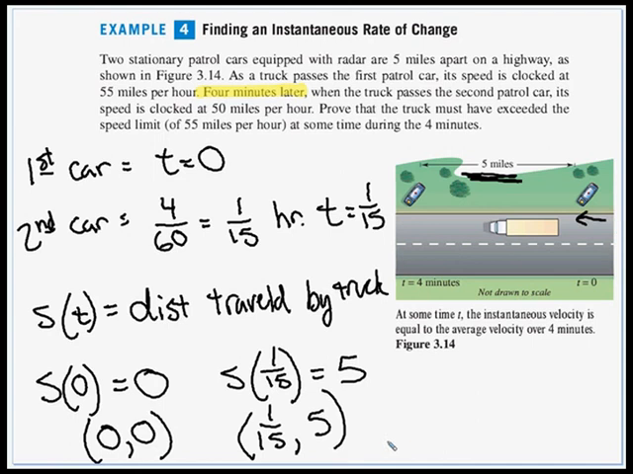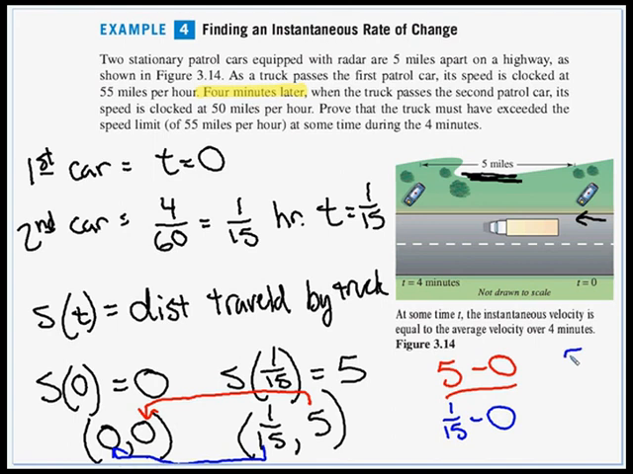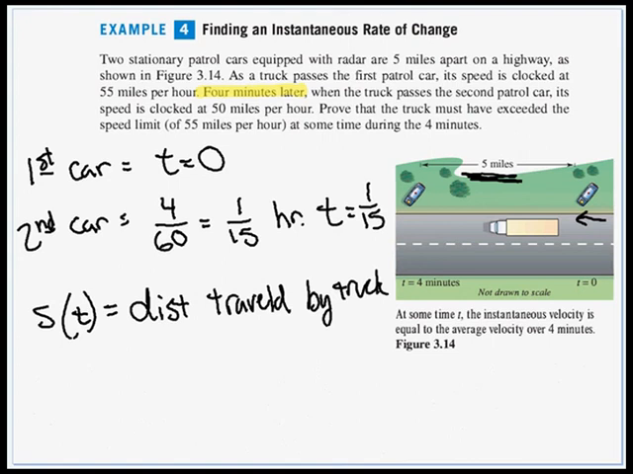Now we want to find the slope occurring between these endpoints. So we're going to do the y values subtracted. The numerator of the slope formula is y minus y, so I'm going to go 5 minus 0. And the denominator is the change in the x values, 1/15 minus 0. So we have 5 divided by a 15th, or we can invert and multiply, and we're going to find that the slope of the secant line going in between those endpoints is 75. 75, and that'll be in miles per hour.